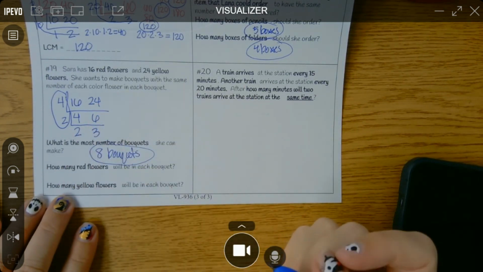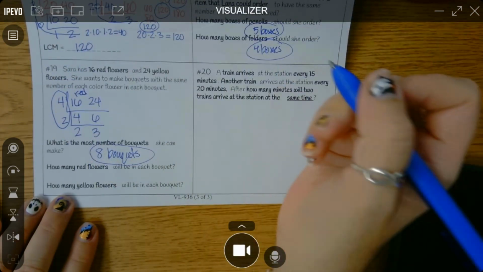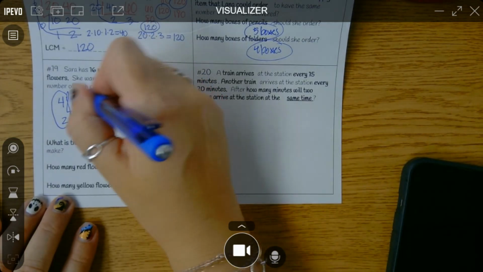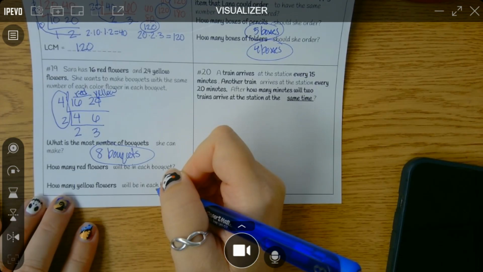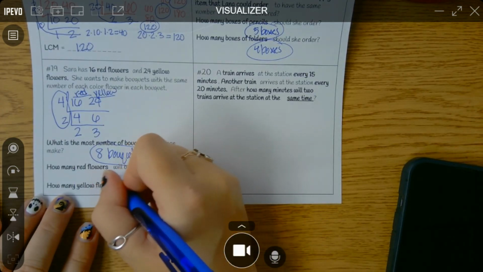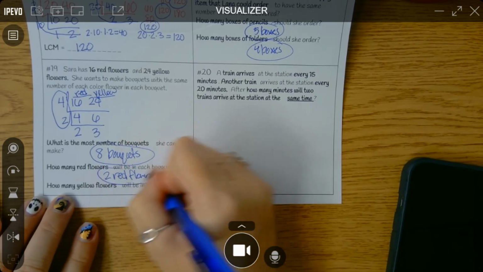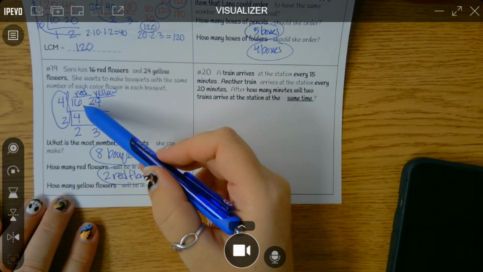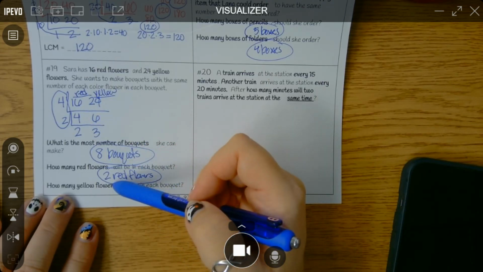So how many red flowers are there going to be? Well, 16 was talking about the red flowers, and 24 was talking about the yellow flowers. So you're going to have how many red flowers in each bouquet? Hopefully you said 2 red flowers. Now, why does that work? Because if there's 8 bouquets and you only have 16 red flowers, well, 16 divided by 8 is 2, right?